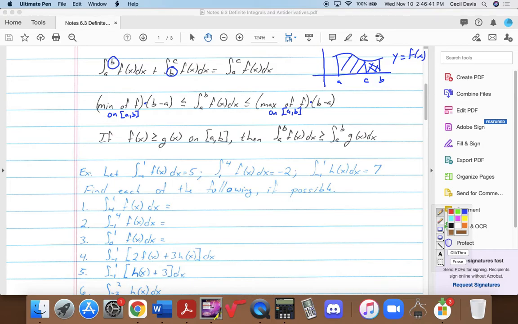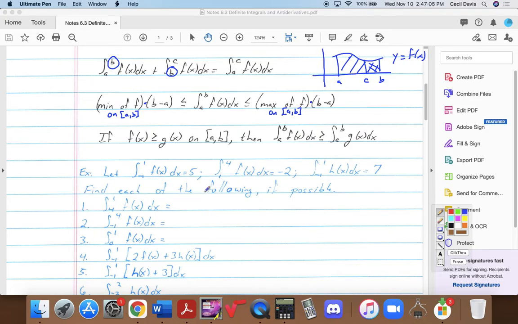And again, if you want to think about it in terms of area, basically what they're saying is the least height of f times the width of the interval is going to be less than the integral, which will be less than the greatest height of the function times the width of the interval. Okay?